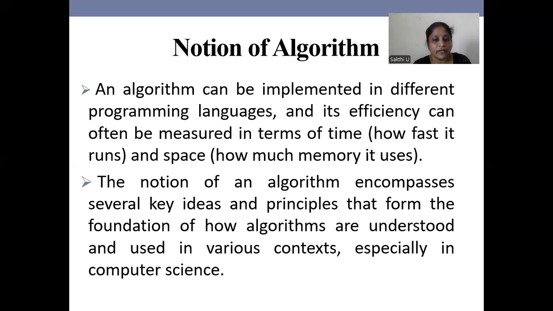The notion of an algorithm includes several key ideas and principles that form the foundation of how algorithms are understood and used in various contexts, especially in computer science. When we develop software, we must define an algorithm. An algorithm implemented in a programming language is called coding, a program or software, and an algorithm is language independent. If the algorithm is correct, it can produce correct software.